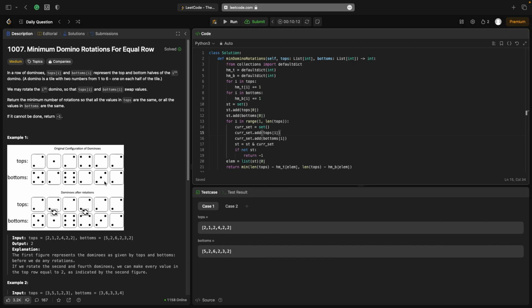It can be done in linear time. So you can look at the code for how I did it, and that's how you solve the Leetcode problem.